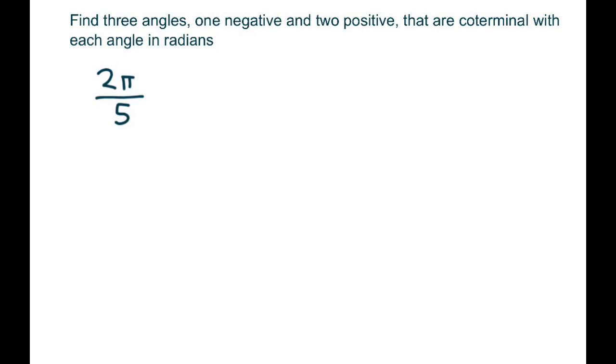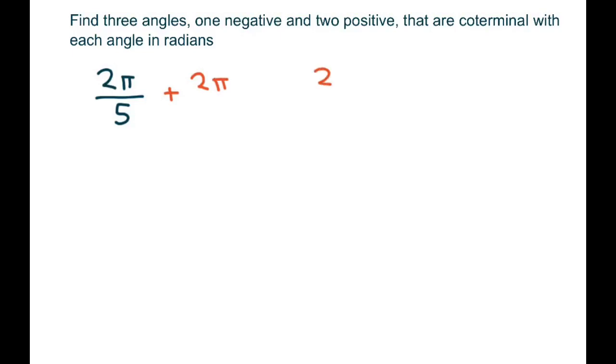We're going to find three angles, one which is negative and two positive, that are coterminal with each angle. These are in radians, and I'm doing 4 of them. So we have one angle, it's 2 pi over 5, and all we're going to do is add 2 pi to this, because you're just going around the clock, like going around the circle.